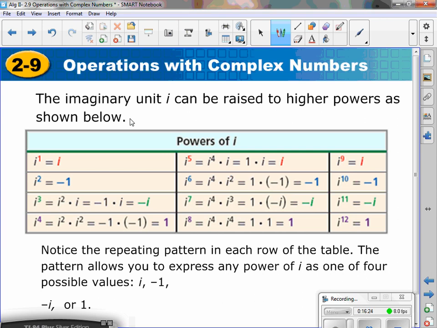We can take this and use any power. Everything is built off from the 1, 2, 3, 4. I can break every number into one of these numbers.